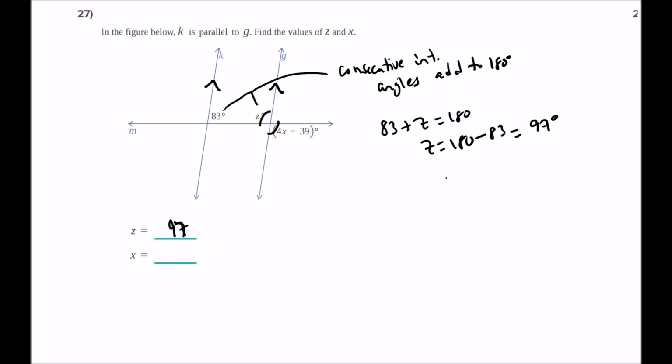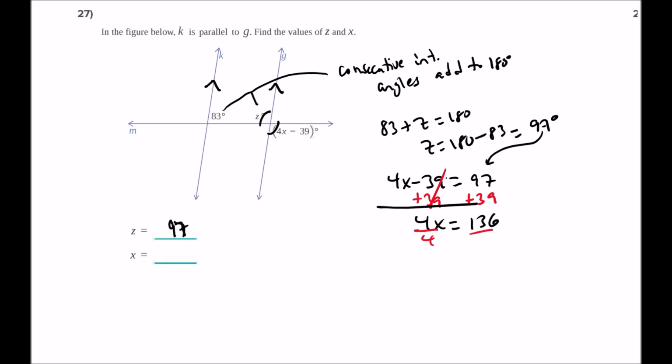So Z is equal to 4x minus 39. So 4x minus 39 is the same as Z, but Z is 97. So we set that equal to 97 and solve. So we add 39 to both sides. We get 136, then divide by 4. We got x equals 34. All right, there you go.